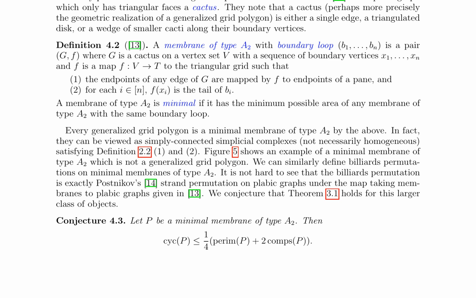The section concludes with a conjecture regarding billiards permutations on minimal membranes of type A2, stating that the number of cycles does not exceed 1 plus the perimeter and twice the number of components. This conjecture, if proven, could provide significant insights into the combinatorial properties of billiard systems in these contexts, shedding light on their underlying structure and dynamics.